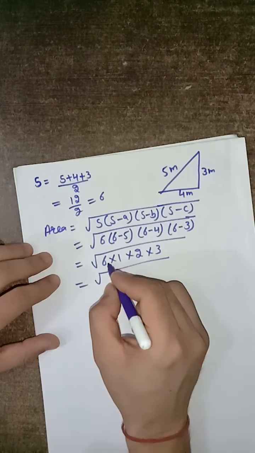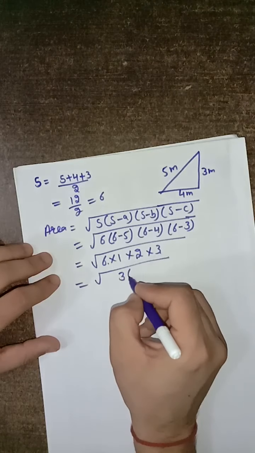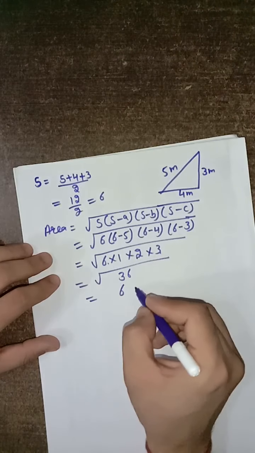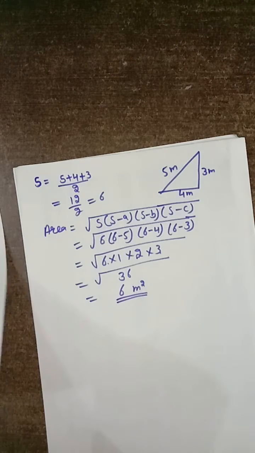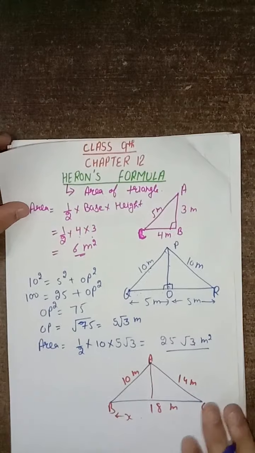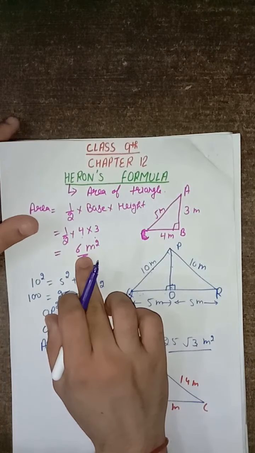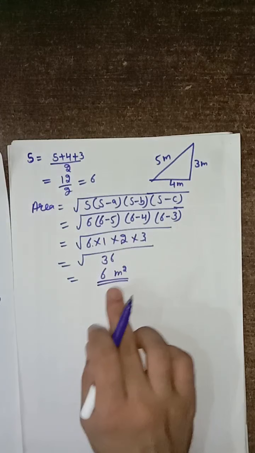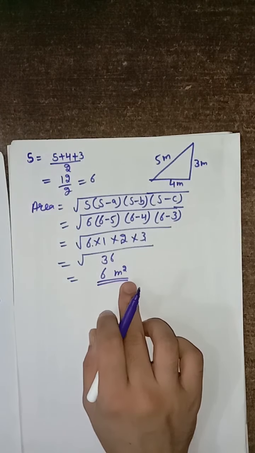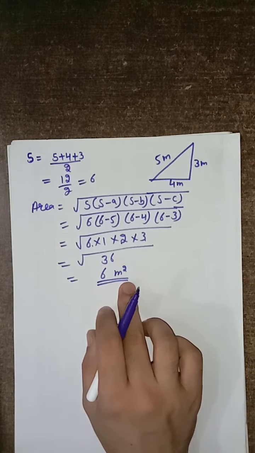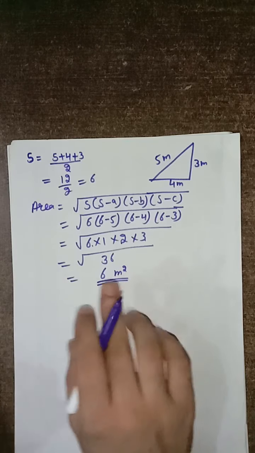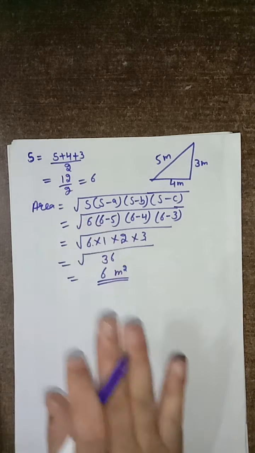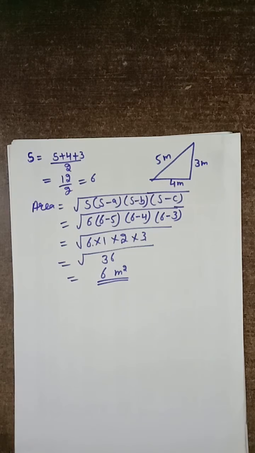And this is 6 twos are 12, 3 twelves are 36, and the square root of 36 is 6, and this will become 6 meter square. By the formula of half into base into height the answer was 6 meter square, and by Heron's formula this is also 6 meter square. If we know the height then we will apply half into base into height, or otherwise if we can't find the value of height we will apply Heron's formula. Okay student, thank you student, have a nice day.